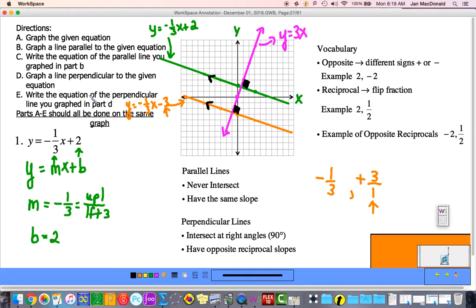Okay, so now we've completed all of the directions. We graphed the given equation, y equals negative 1/3 x plus 2. That's right here in green. We graphed a line parallel to the given equation. And here is the parallel line in orange. And the equation of that parallel line is y equals negative 1/3 x minus 3. We graphed a line perpendicular to the given equation. That's right here in pink. And the equation of the perpendicular line is y equals 3x.